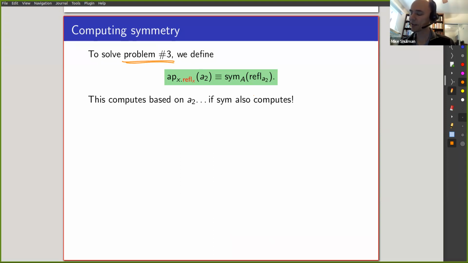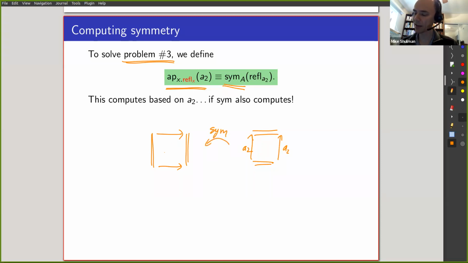If we want to deal with the problem of stuck terms, which was the third problem here, then the natural thing to do is to look at this thing here, app refl of something. Remember, app refl of something was a square that's constant in the up-down direction. So the natural thing to compute it to is the symmetry of the other degenerate square, refl of A2, which was constant in the left-right direction. So I can take the symmetry of this, and it gives me something that looks like this, and I'll just say that's how I define this thing on the left.